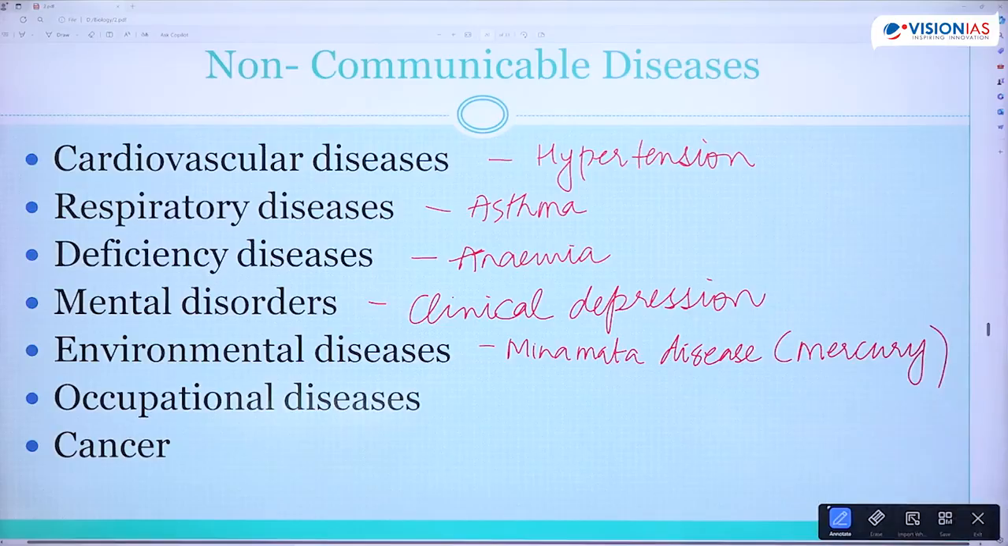एक disease है Minamata disease. This is because of excess levels of mercury in water. So if the water is polluted with mercury, this mercury goes into the fish, and then when people consume this fish, they can get the disease Minamata disease. Minamata is the name of a town in Japan where this disease was first identified.